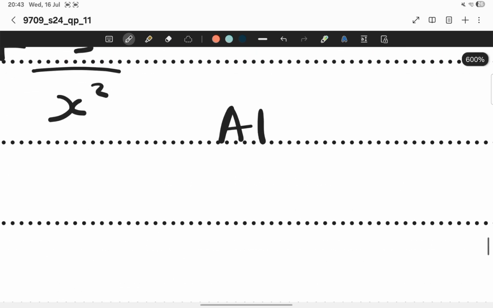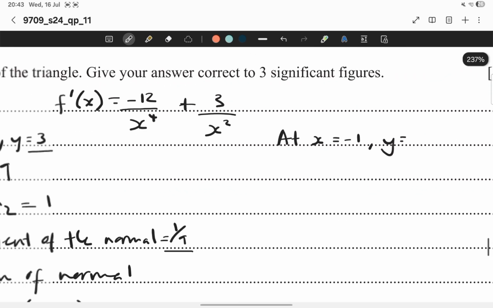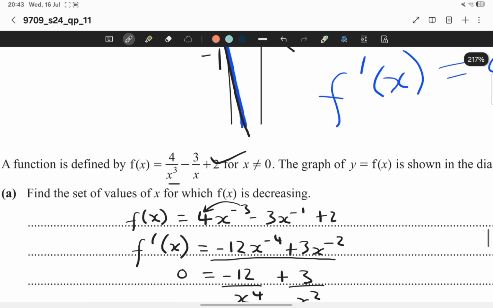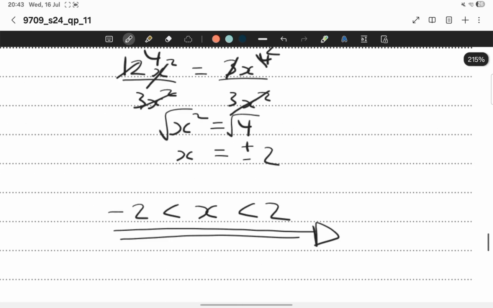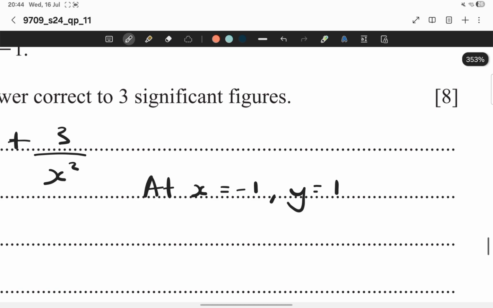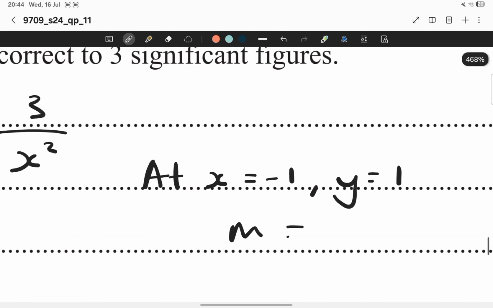say at x equals minus 1, y is equal to, if we substitute minus 1, it will be minus 4 plus 3, that's minus 1, plus 2, which will give us 1. So our y is 1. And for the gradient, we are substituting minus 1 in here, so we have the same gradient, it's minus 12 plus 3. So the gradient is minus 9.